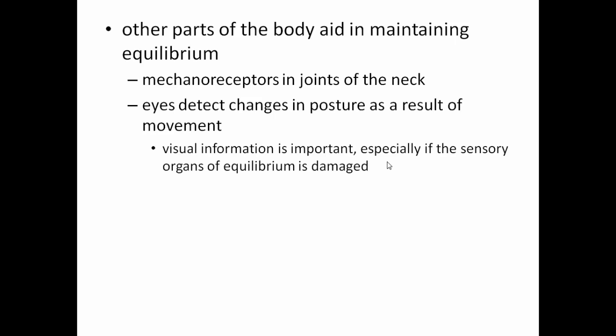And there's also other parts that aid in maintaining equilibrium. There's mechanoreceptors in the joints in the neck. They notice pressure. Okay, we should do something. Eyes detect changes in posture as a result of movement. In fact, visual is huge. If you have problems with equilibrium, your visual component needs to be really good. This is maybe why some people have more problems with darkness and vertigo. And also, if you're experiencing vertigo, touching something solid and helping your brain understand that you're not actually spinning is a good way to go too.